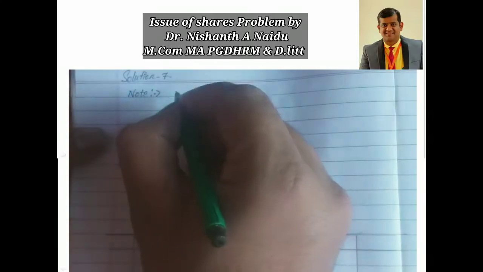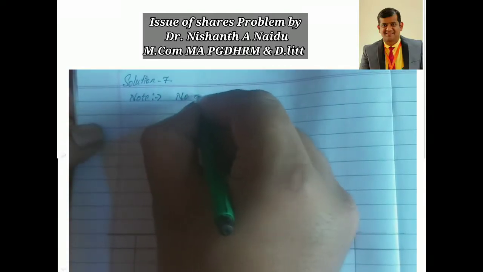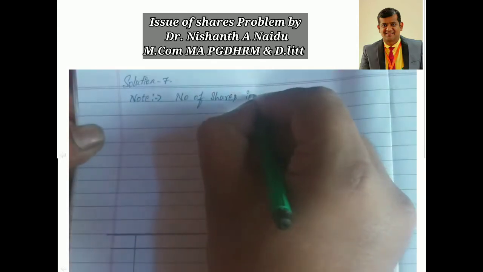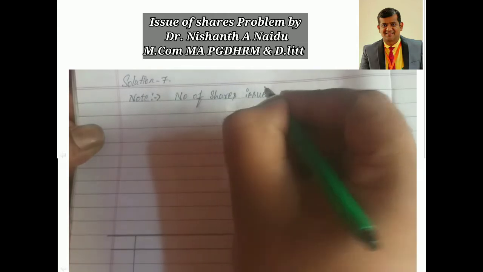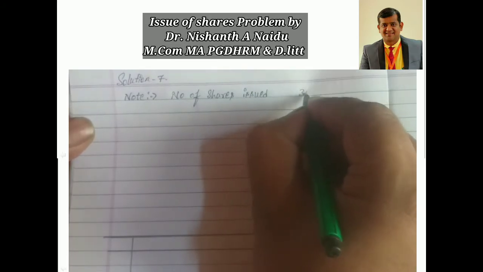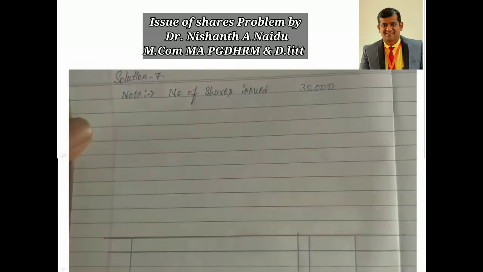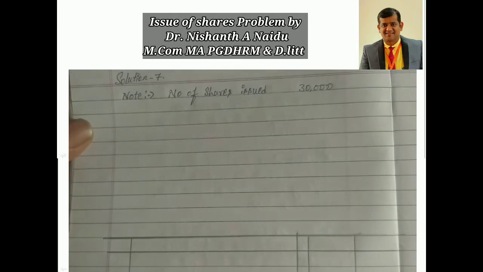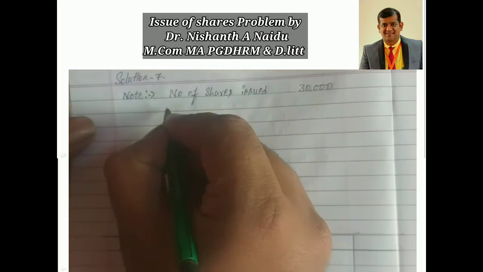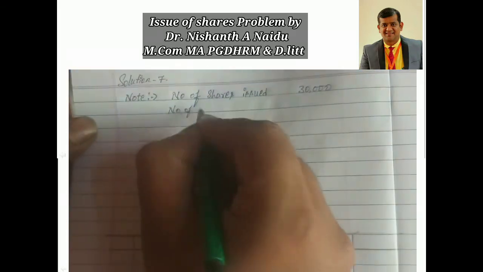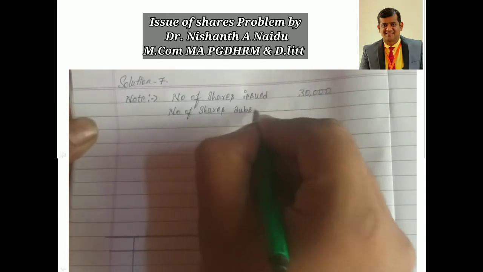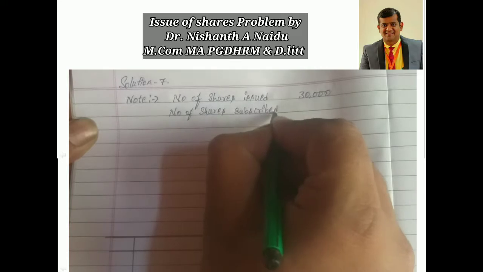So first we will start with the number of shares issued. In this problem, Gagana Company Limited issued how many shares? The company issued 30,000 shares, correct? So 30,000 shares are issued by the company. But the number of shares subscribed by the public, write down number of shares subscribed. So how many shares have been subscribed?